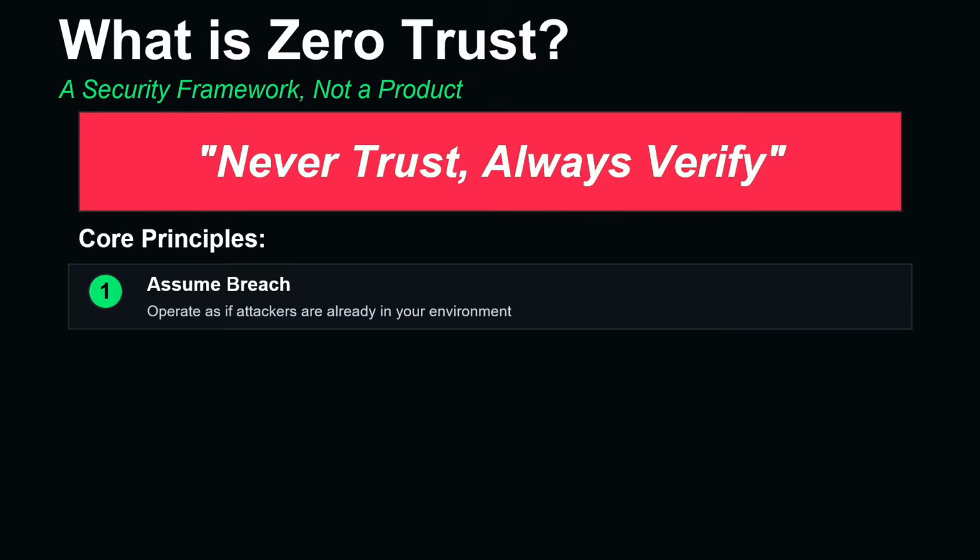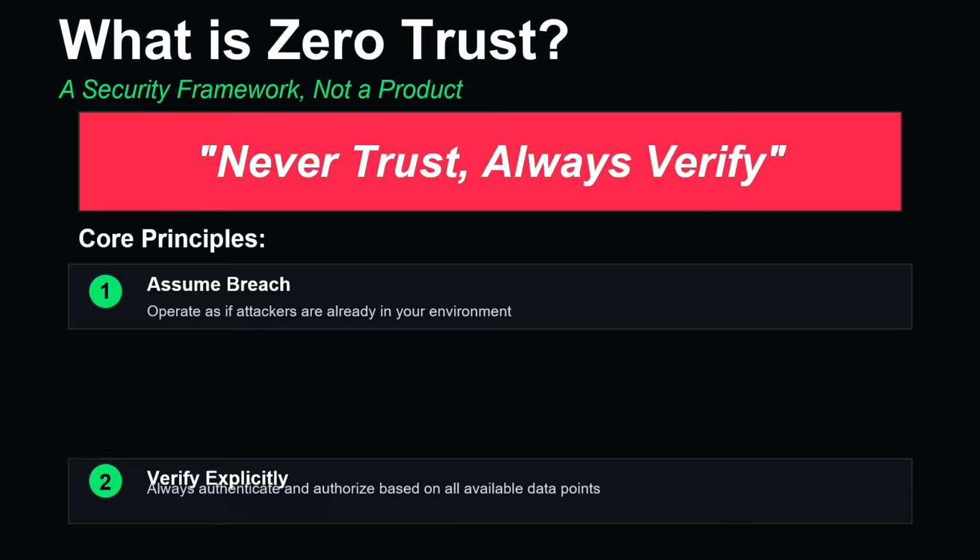Principle 1 is to assume breach. This is a mindset shift. Traditional security asks, how do we keep attackers out? Whereas Zero Trust asks, what do we do when they're already in? It assumes attackers are already somewhere in your environment, so you design your security so that even if they are, they can't move around, access sensitive data, or cause damage.